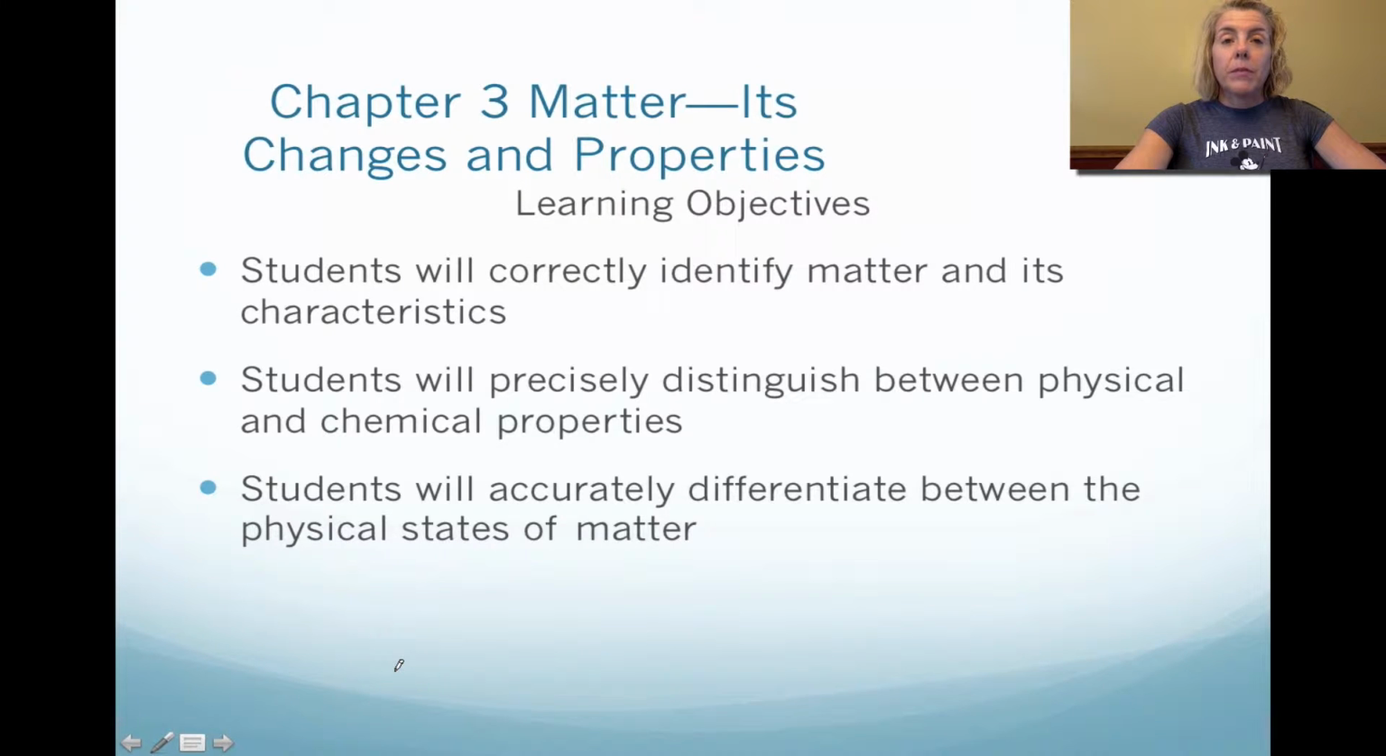This is Chapter 3, Matter, Changes and Its Properties, Part 1. As you see before you, the learning objectives for this part of the video are correctly identifying what is matter and the characteristics of matter, then distinguishing between physical and chemical properties, and then lastly, differentiating between physical states of matter and chemical change.